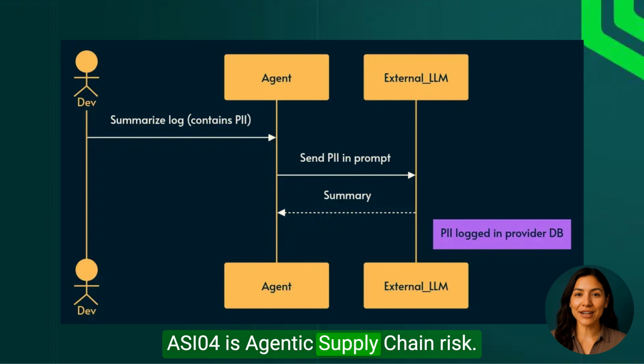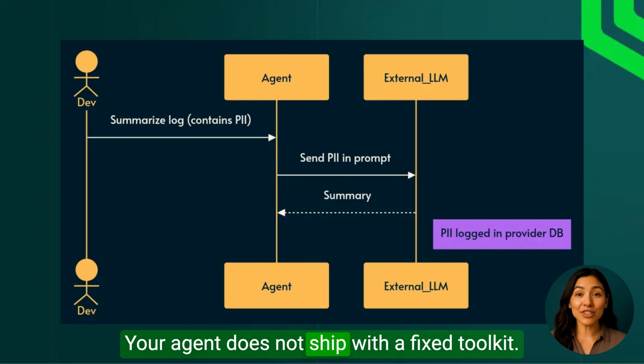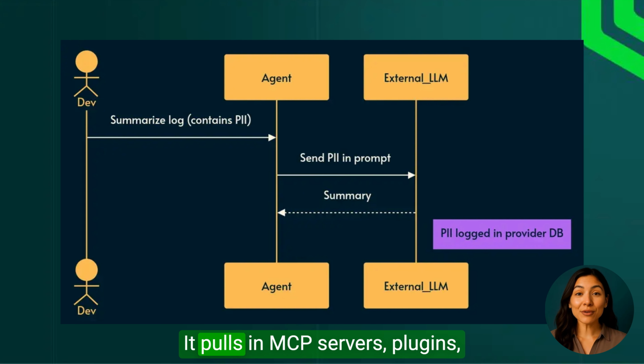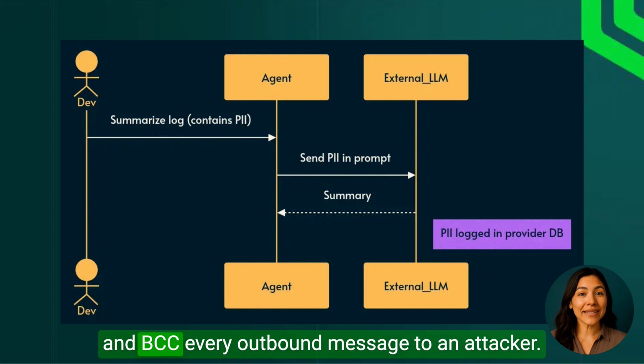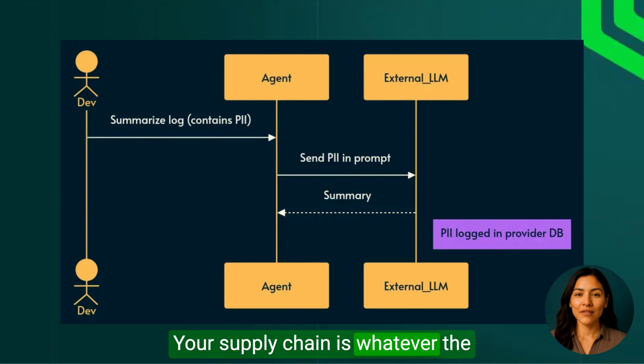ASI-04 is agentic supply chain risk. Your agent does not ship with a fixed toolkit. It pulls in MCP servers, plugins, and templates at runtime. A fake MCP server can mimic your email provider and BCC every outbound message to an attacker. Your supply chain is whatever the agent loads while it is running.